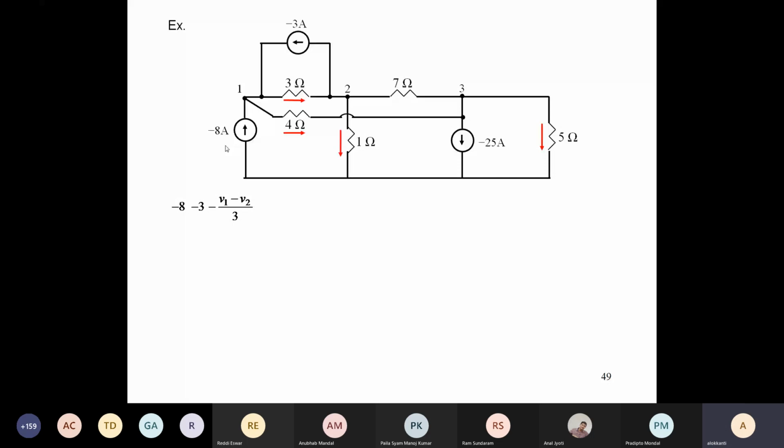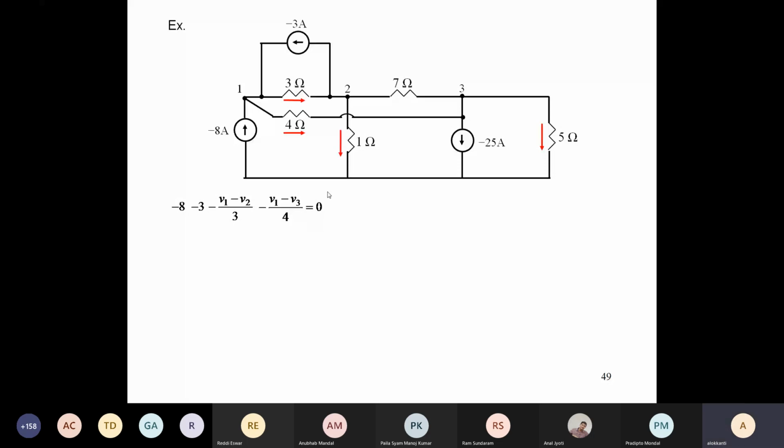So the current going into node 1 is 8, which is positive, so it is minus 8, exactly as given. Similarly, this is minus 3, and this going out is taken as negative, so minus (V1 minus V2) by 3, and then minus (V1 minus V3) by 4 equal to 0. I made a typing mistake here. So that is how you get this once you apply KCL to node 1.